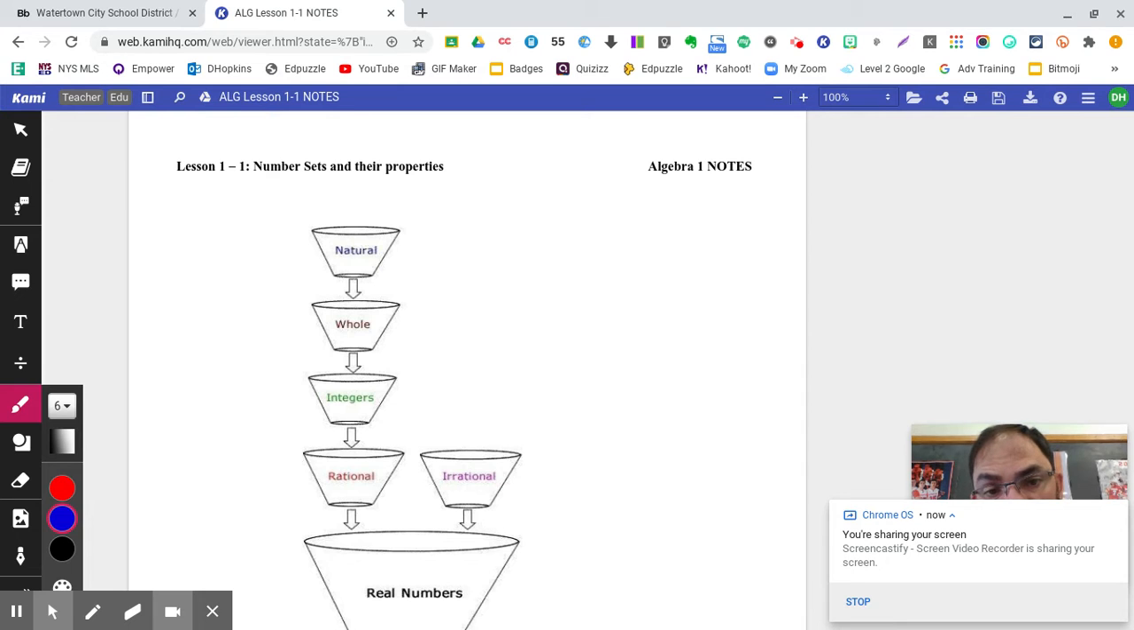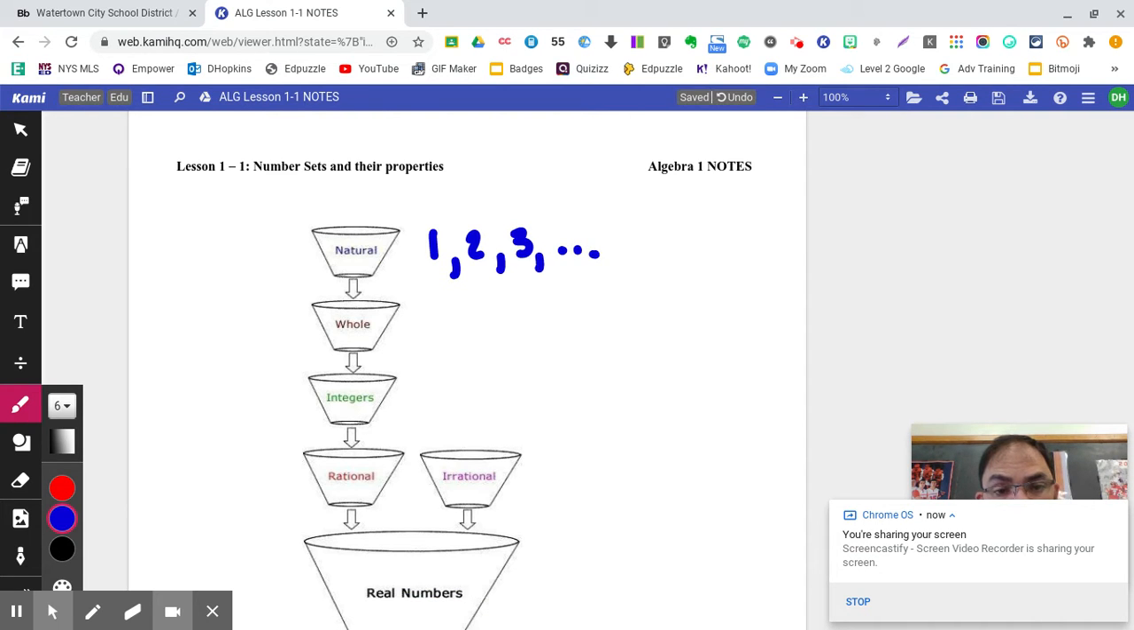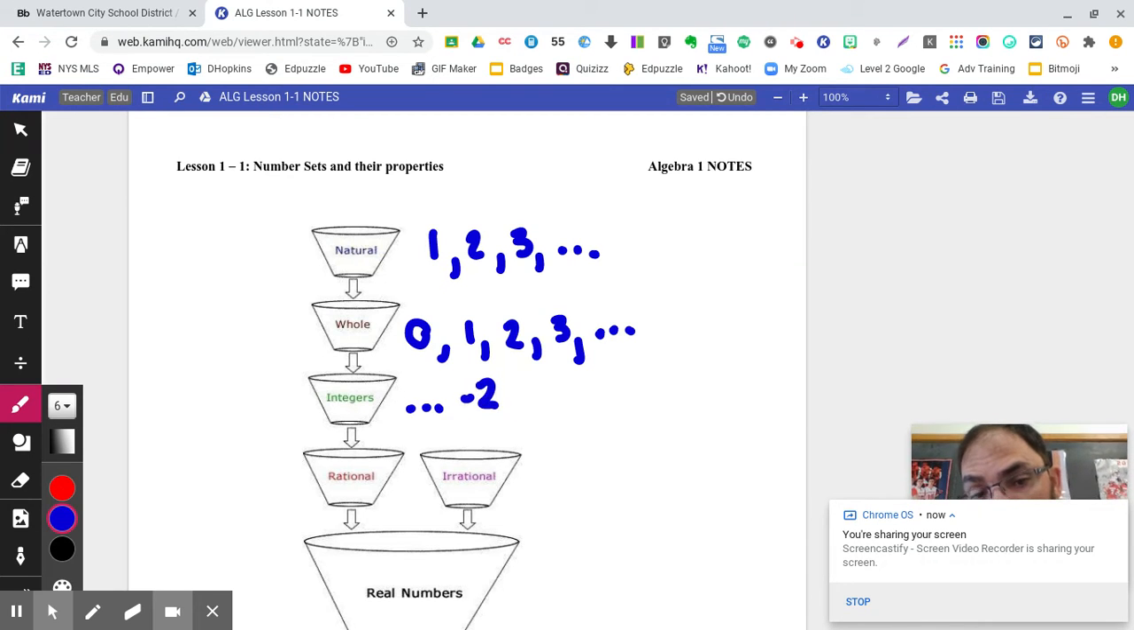Natural numbers start with the number 1 and they count up. Whole numbers, I think of donut hole, which is 0, start at 0 and they count up from there. So the natural numbers are all contained inside the whole numbers. The whole numbers are all in the integers, so the integers are the whole numbers and their opposites. So say -2, -1, 0, 1, 2, and they continue.